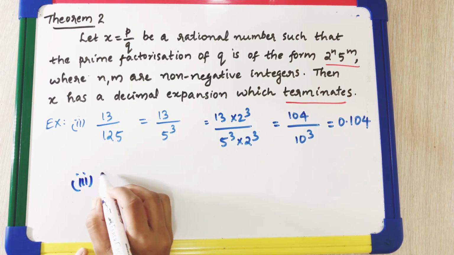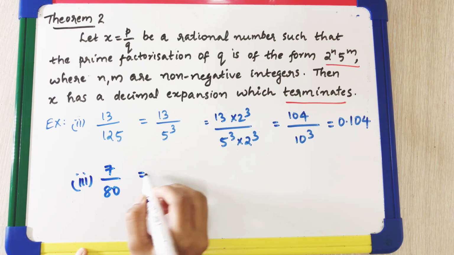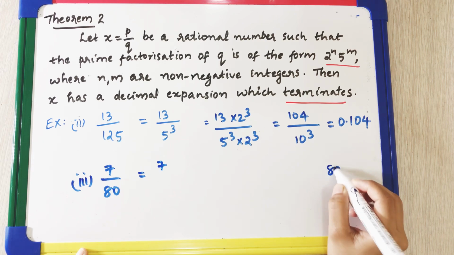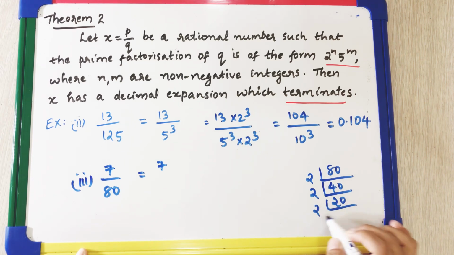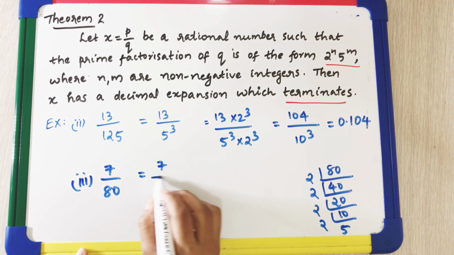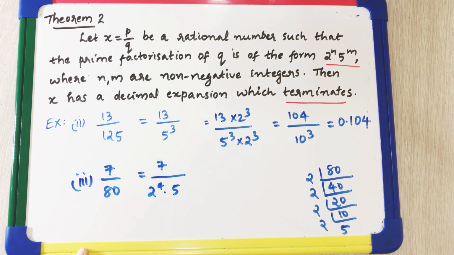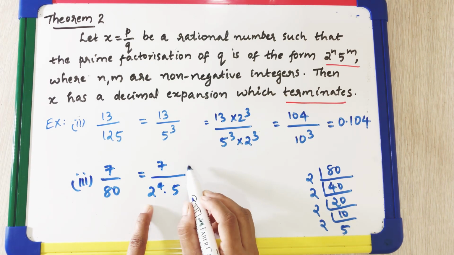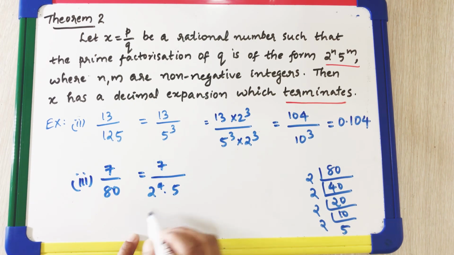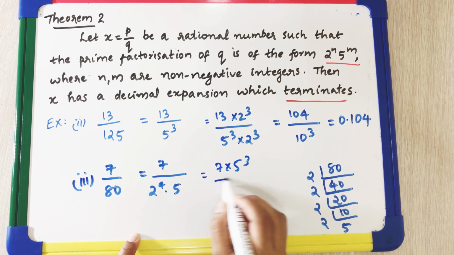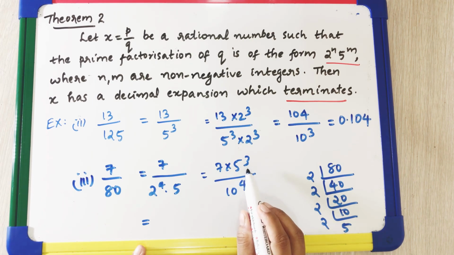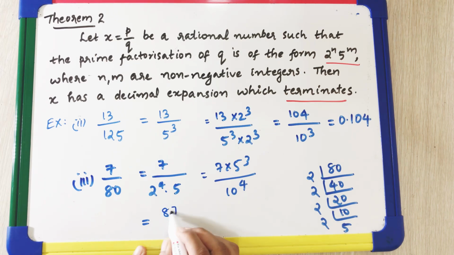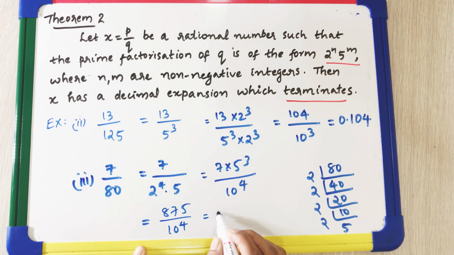Next example, 7 by 80, which is equal to 7 by, the prime factorization of 80 is 2, 40, again 2, 20, 2, 10, 2, 5. 80 is 2 raised to 4 into 5. Now to make it a power of 10, multiply the numerator and denominator by 5 cube. Then we get 7 into 5 cube by 2 raised to 4 into 5 raised to 4, which is 10 raised to 4. Now 5 cube into 7 is 125 into 7, which is equal to 875 by 10 raised to 4, which is equal to 0.0875, with 4 numbers after the decimal.